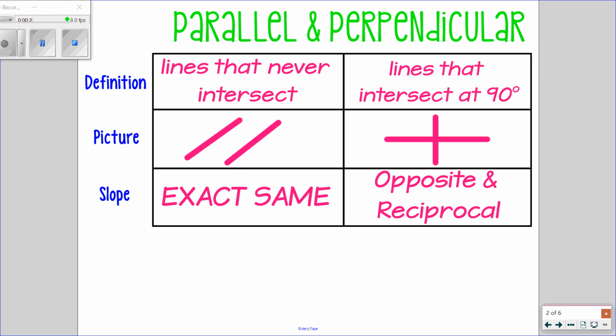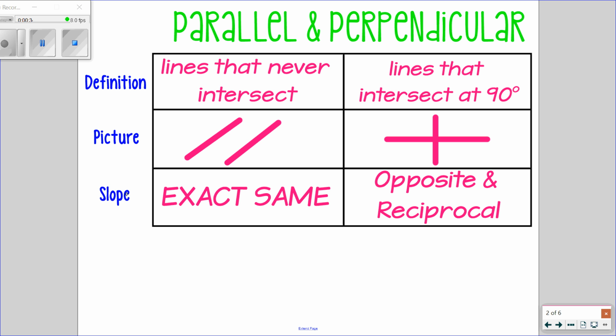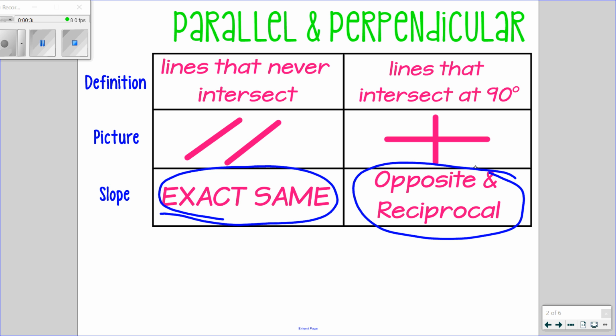Go ahead and pause the video and copy down all this information. When you're done copying down all that stuff, make sure you really remember this part. This is probably the most important line. This is probably the new part.